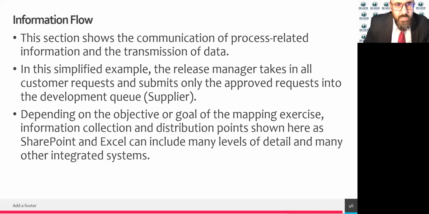The information flow section shows the communication of process-related information and transmission of data. In this simplified example that I have here, the release manager takes in all customer requests and submits only the approved requests into the development queue, which is the supplier basically. So we take it from the customer, we send it to the supplier, and then depending on the objective or goal of the mapping exercise, information collected and distribution points are shown. So maybe we could provide more information here as well.